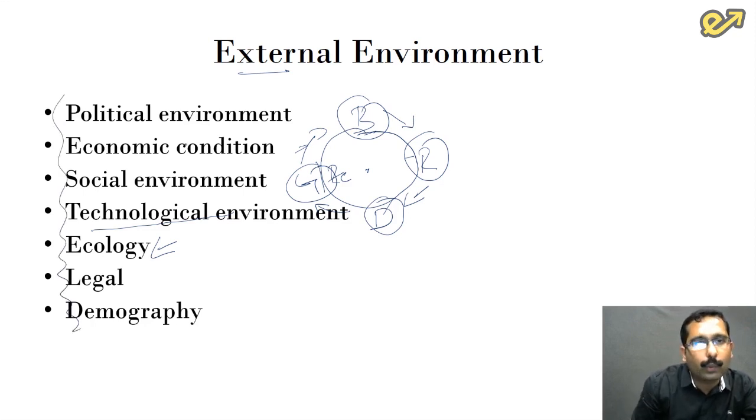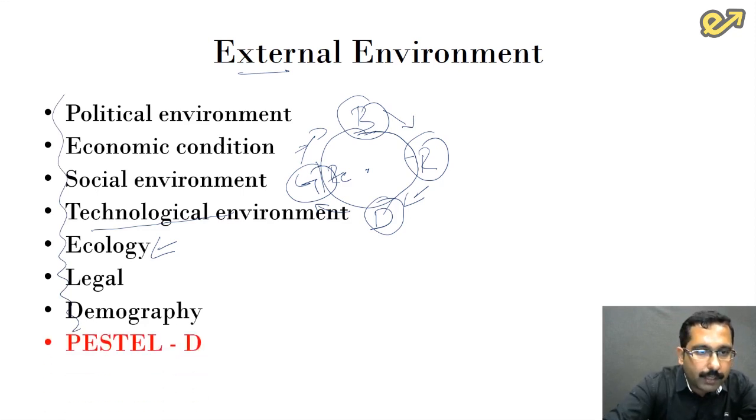Now, the point is, how do we remember these factors? There is an acronym for this, and the acronym is PESTLE. Easy to remember, PESTLE. P stands for political, E stands for economic condition, S stands for social environment, T for technological environment, E for ecology, L for legal, and D stands for demography. So if you remember this acronym, remembering all these external factors becomes very easy for you. So these are the important components that we see in the business environment.